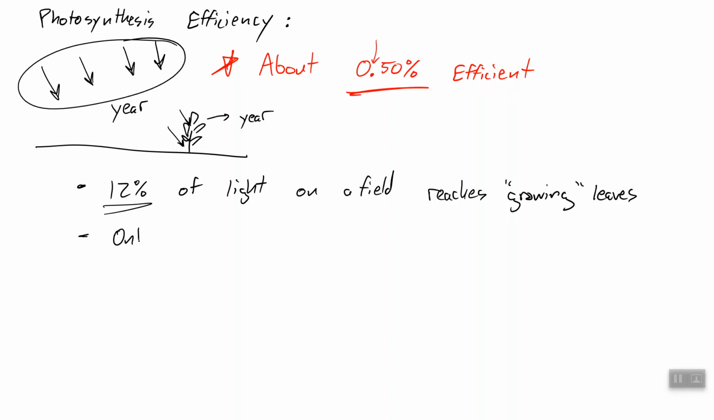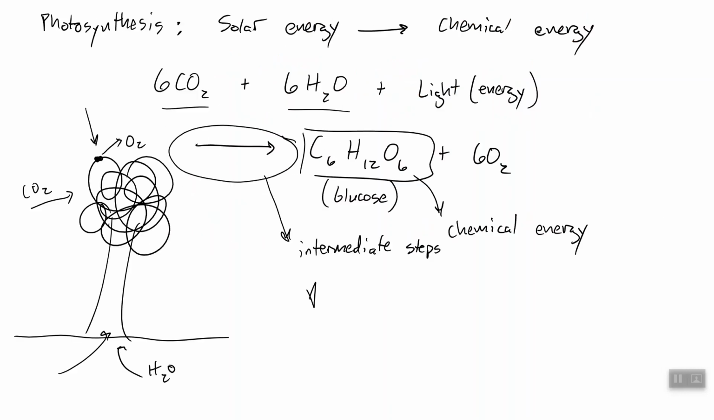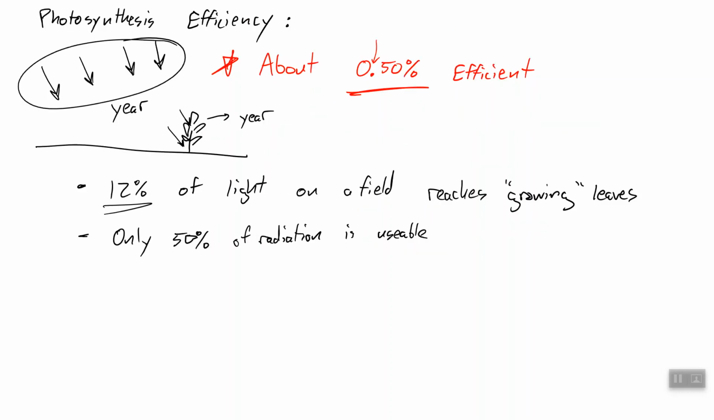Okay, another problem is, just like with photovoltaics, only 50% of the radiation is usable. It needs to be in the correct wavelength range. Remember, we talked about reaction energies. Our photon must have enough energy in order to make this reaction occur. There are many photons in light that don't have enough energy, so only 50% can be used. Okay, on top of that, only 85% of that radiation is absorbed. Our leaves aren't perfect. They reflect away some of the radiation that they could have used.